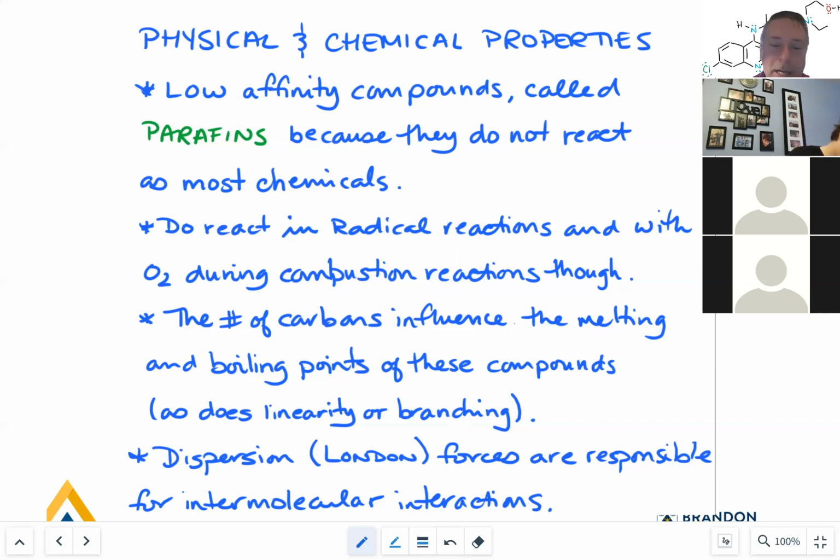So the main intermolecular interaction for these types of compounds is the London forces, or temporary or transient dipoles. So hexane is a liquid. It's got a boiling point, I think, in the 80s, whereas butane itself is a gas. It's got 4 carbons, and that would be in your lighters, right?